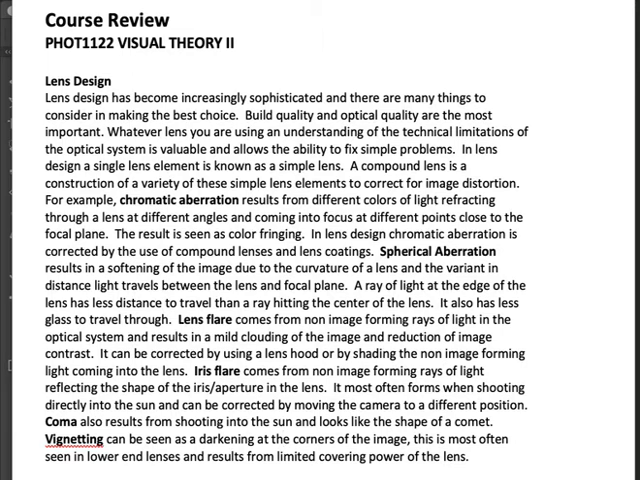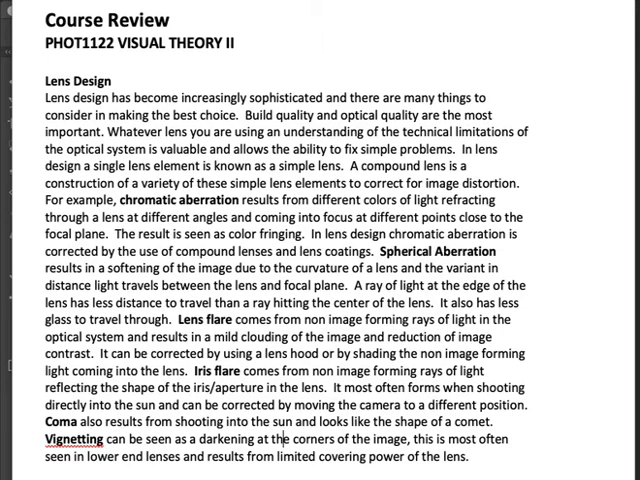Lens flare comes from non-image forming rays of light in the optical system and results in a mild clouding of the image and reduction of image contrast. It can be corrected by using a lens hood or by shading the non-image forming rays of light coming into the lens. Please remember or underscore that definition: non-image forming rays of light in the optical system. Iris flare comes from non-image forming rays of light reflecting the shape of the iris or the aperture in the lens. It most often forms when shooting directly into the sun and can be corrected by moving the camera to a different position. Coma also results from shooting into the sun and looks like the shape of a comet.